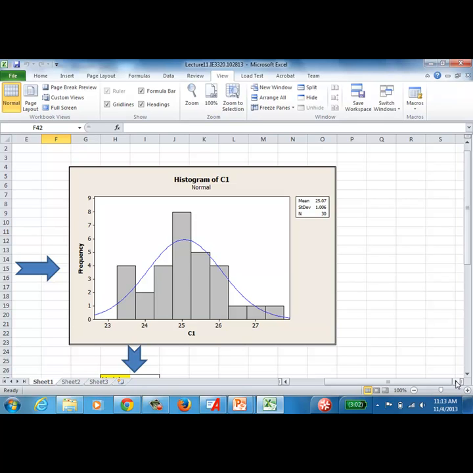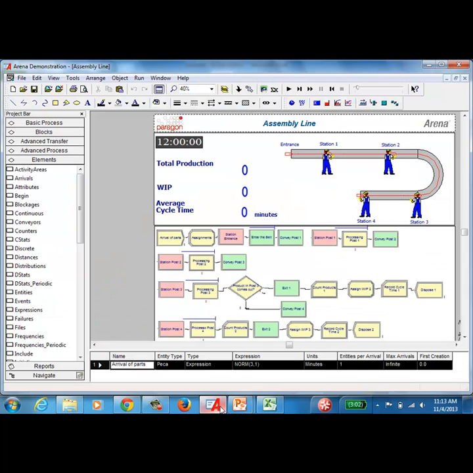So for this particular distribution, we were able to fit a normal distribution with a mean of 25.07 and a standard deviation of 1. This normal distribution, with that mean and standard deviation, is the information that we use to model the interarrival times in our system.